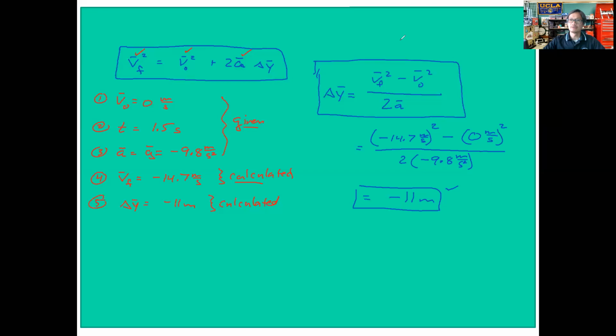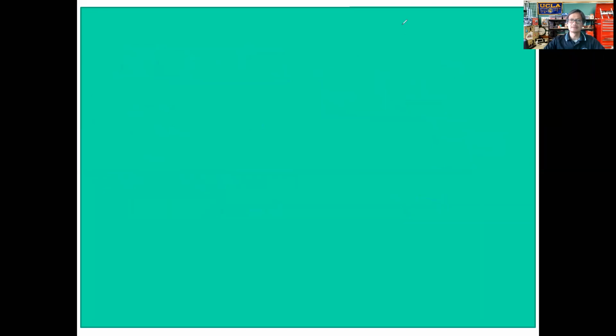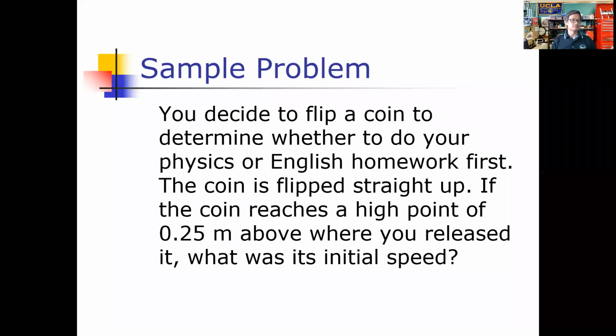We need to practice more of these problems to get you to see how we can apply kinematics. So let's take a look at this problem here. Read it first. Identify what type of motion it is. Identify what you're given, and then work through the problem. Let's take about 5 minutes to work through this problem, and then I will work it out with you. Go ahead and start on this problem.